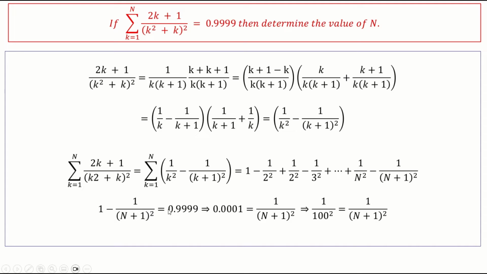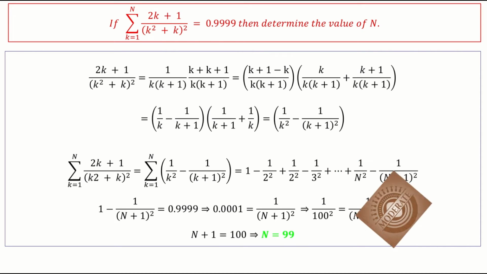So if I take 0.9999 to the other side and 1 by (n plus 1) whole square to the RHS, then it will become 0.0001 equal to 1 by (n plus 1) whole square. That is 1 by 100 square equal to 1 by (n plus 1) whole square. From this, it's very clear n plus 1 equal to 100 and n equal to 99. Right? Just a little moderate. It's not hard. You should not get confused; simplify the expression first. Then it's easy. Okay? It's a moderate one. Next.